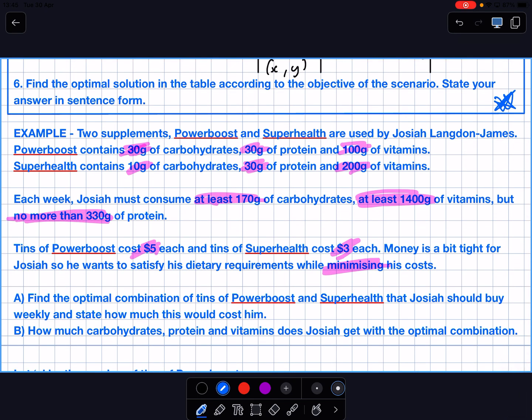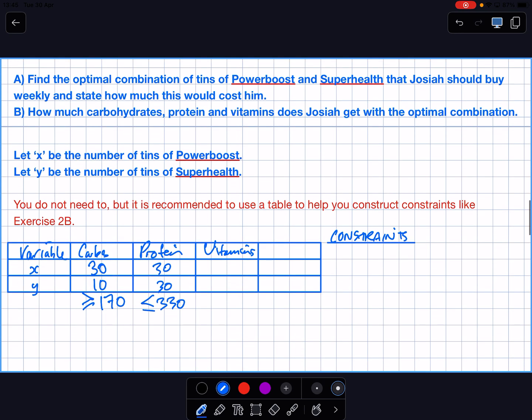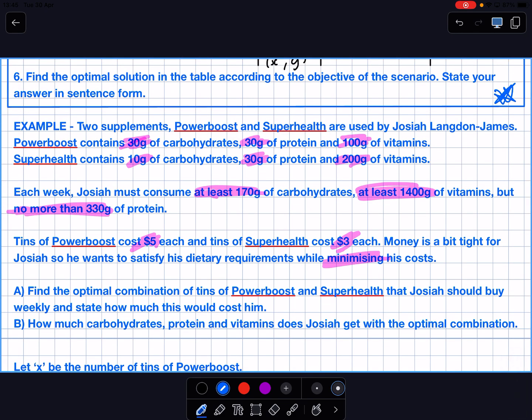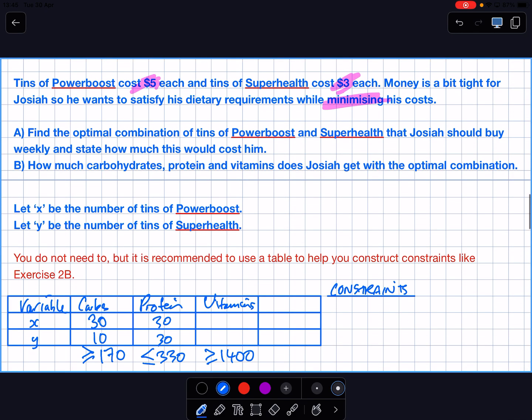Someone else for the vitamins. What numbers do I write for vitamins? Greater than or equal to 1,400. Yes, I'm cool with that, but we need to fill in the rest of that table. 100 and 200. Good.